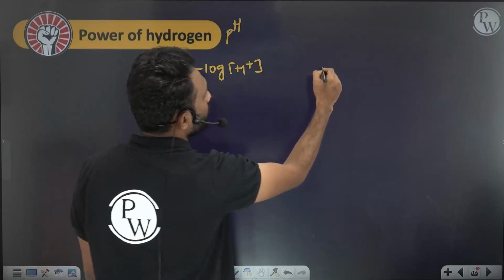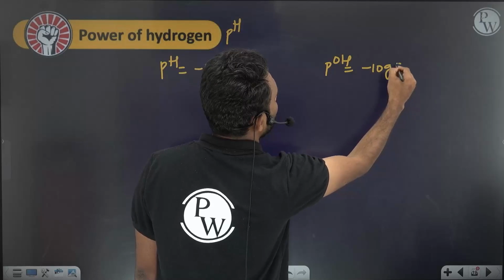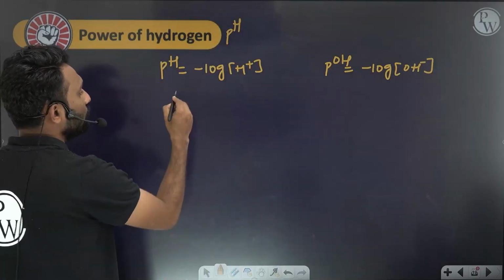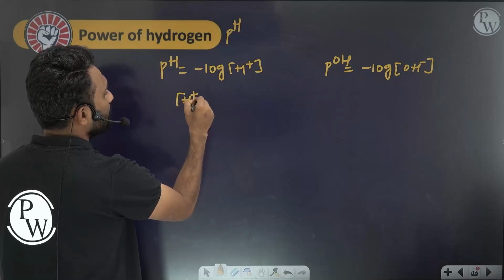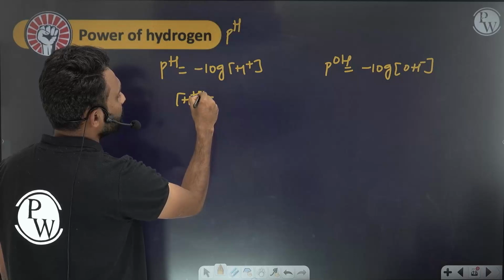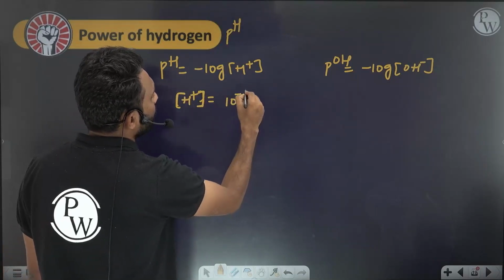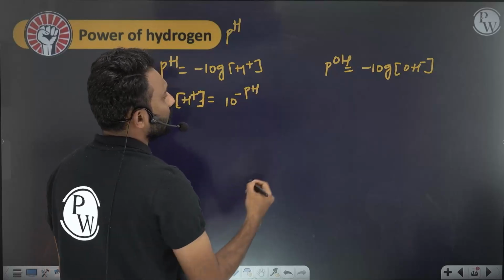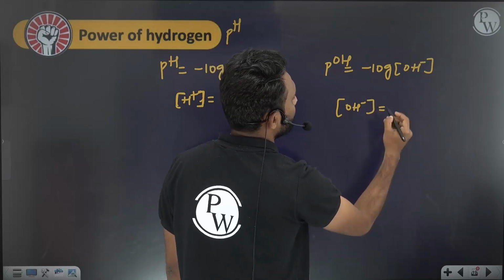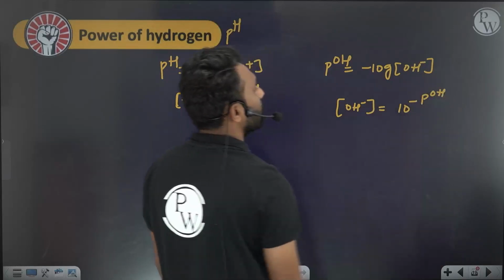Now for pOH, it is minus log of OH minus ion concentration. If you want the H plus ion concentration, it is equal to 10 to the power minus pH. If you want the concentration of OH minus ion, it will be equal to 10 to the power minus pOH.